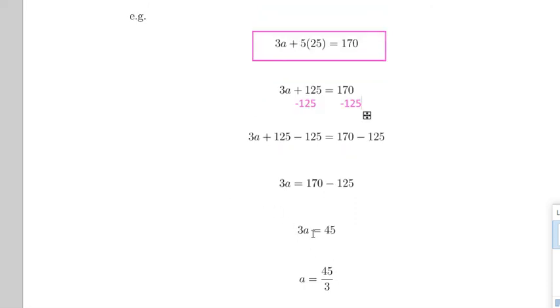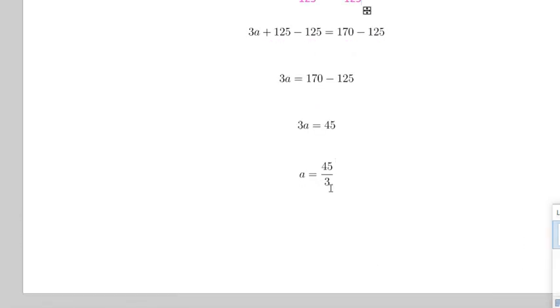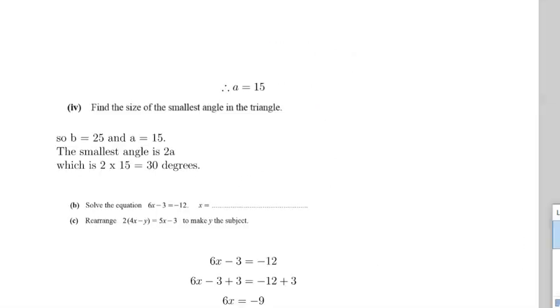Divide both sides by 3. a equals 45 over 3. And as a result, I have found my answer for a. a is 15. So I can answer this question, and I think I'll do that before we take a minute break. It says find the size of the smallest angle of the triangle.